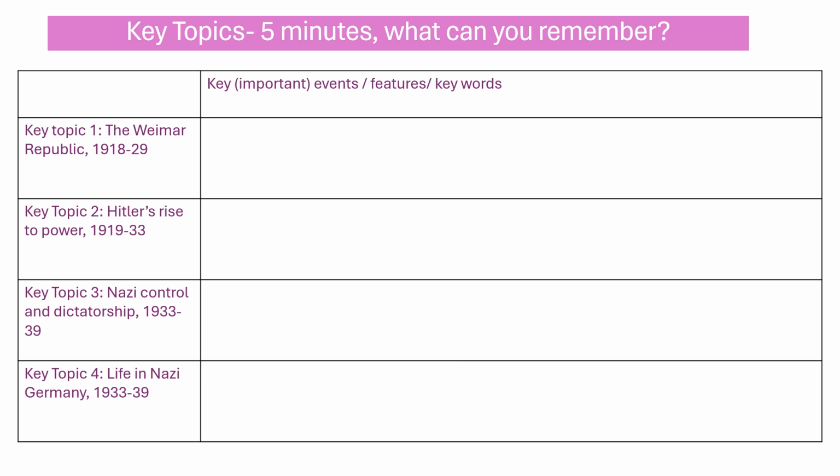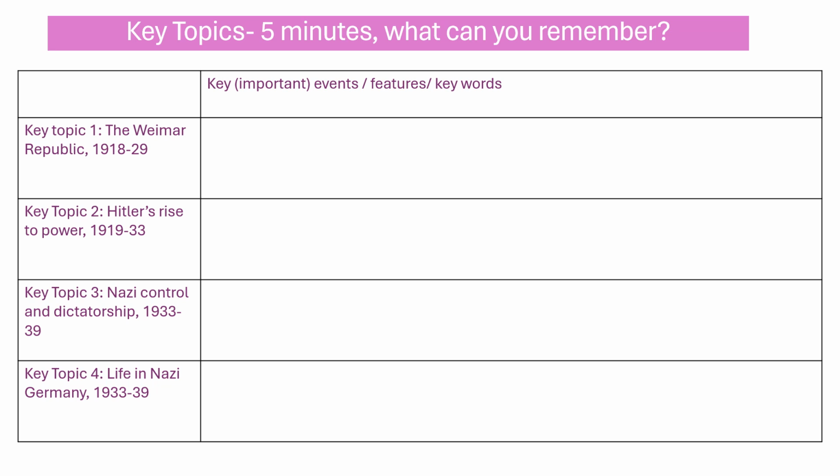So now that we've dealt with technique, we need to go back to content. There are 4 key topics in your Germany paper that could be examined. So key topic 1, Weimar Republic, 1918 to 29. Key topic 2, Hitler's rise to power, 1919 to 33. Key topic 3, Nazi control and dictatorship, 33 to 39. And key topic 4, life in Nazi Germany, from 33 to 39.